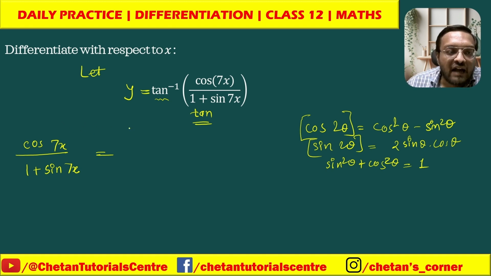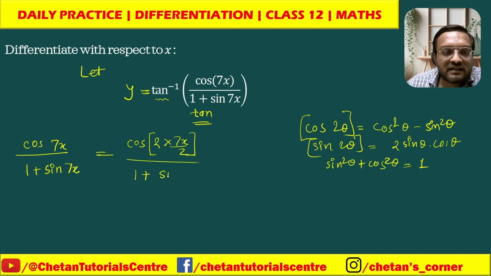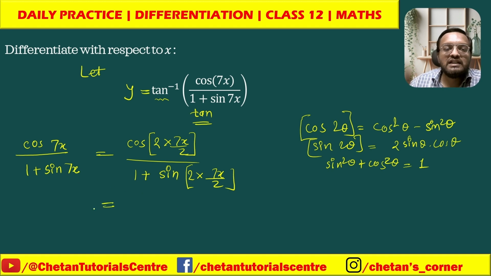Then what I will get, I will make a small adjustment to write it in terms of cos 2 theta. I will adjust 2 in this way: cos of 2 into 7x upon 2 divided by 1 plus sin of 2 into 7x upon 2. So in this way I have converted this numerator and denominator in terms of cos 2 theta and sin 2 theta by making this small adjustment.